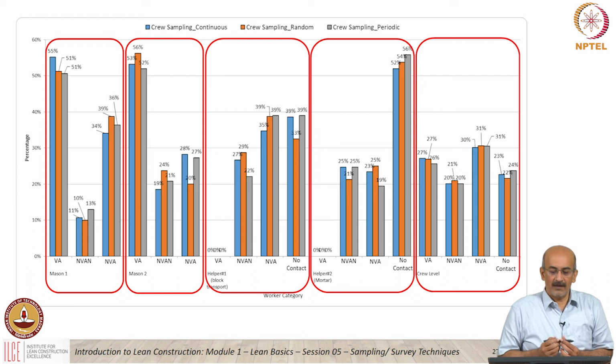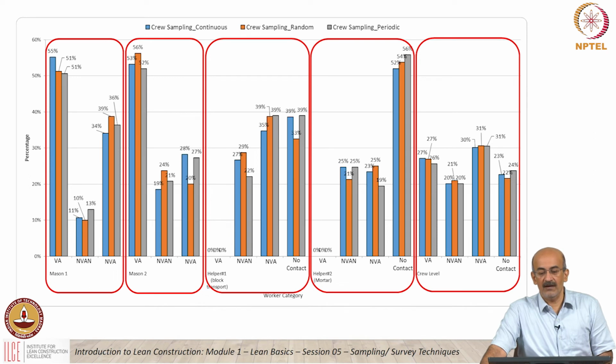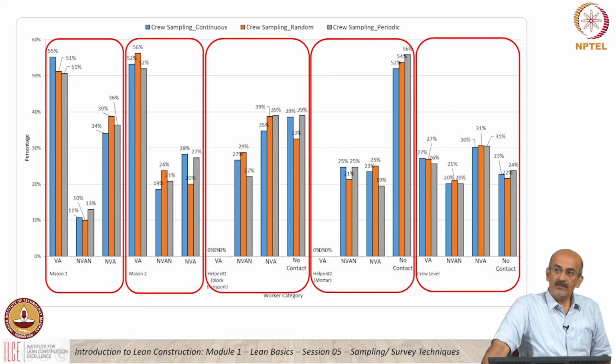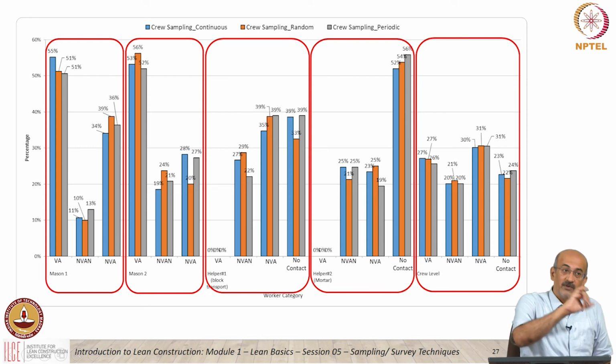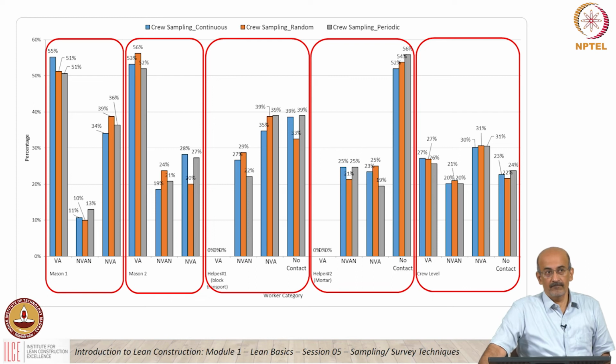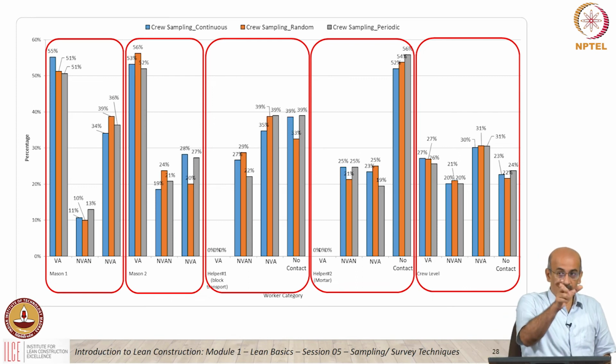So again, when you look at the comparison here, very similar comparison, you will find that whether it is random, periodic or continuous. The one difference in crew based work sampling is I can do continuous observations. What does continuous mean? From 5 seconds to 10 seconds, this worker is doing a value added activity. I will take only time, I will not take samples.